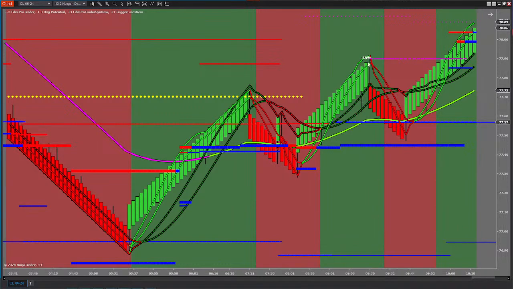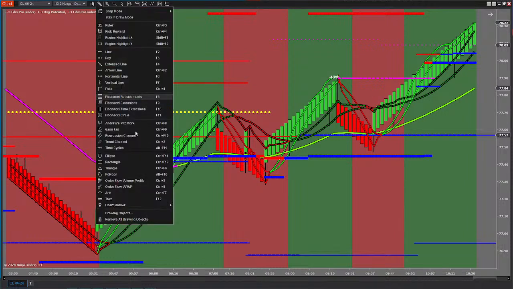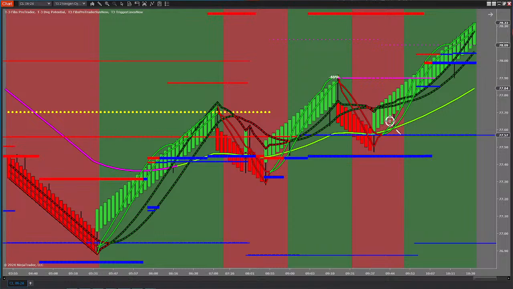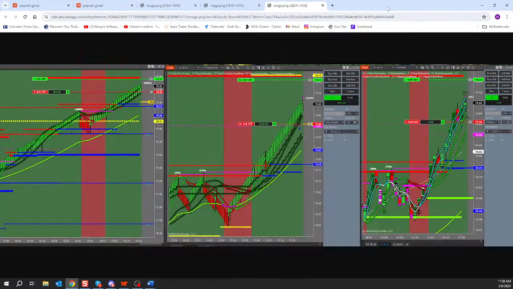There was a long that failed with 3 divergences, and then it pushes back to support, termination, triggers roll. There's your pullback to the small triggers. If you were going to take a shot off the termination condition, John, your pictures don't line up there.